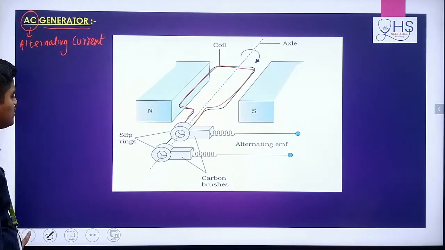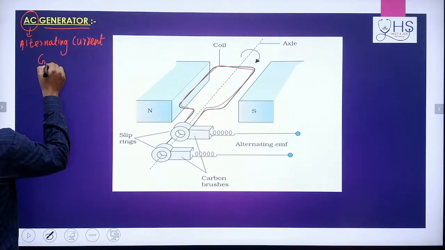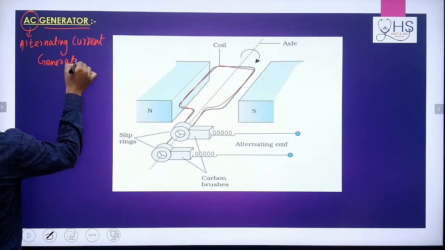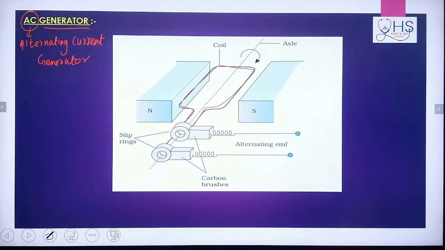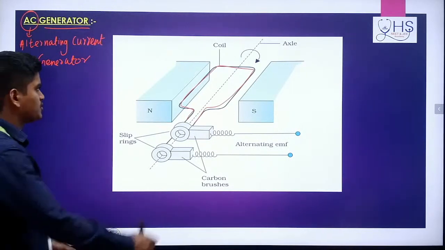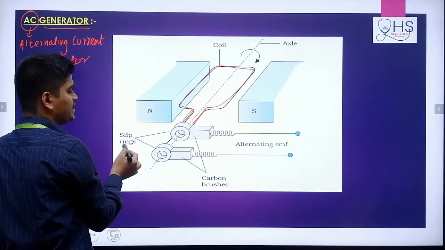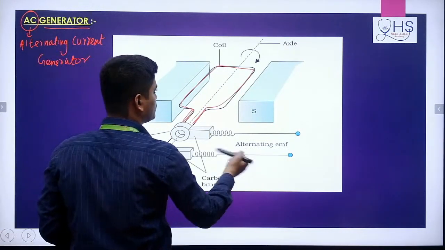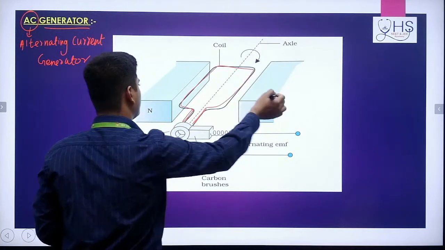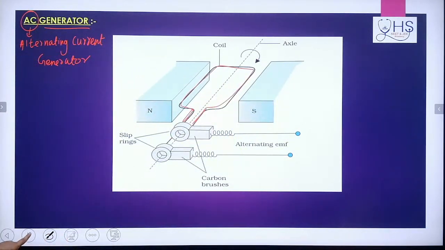Okay, so now see here. You can draw this picture correctly, and you can write: AC generator is nothing but an alternating current generator. It is a device basically used to generate alternating current or voltage. Now here some components are also given. Some coil is there, a rectangular coil like this, and slip rings, carbon brushes. Here the axle is there, the axis will be there, and north and south magnets are there. Everything you write.